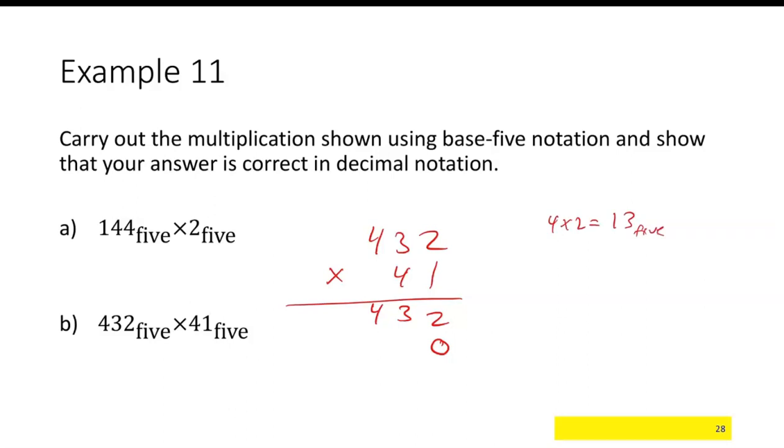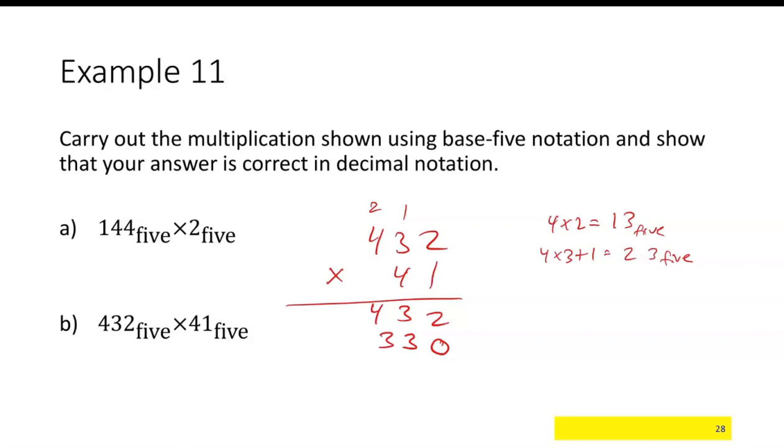4 times 2 is 8, which is 1, 3 in base 5. That's a nickel and 3 pennies. So 3, and then carry up the 1. 4 times 3 is 12, plus 1 is 13. That's going to be 2 nickels and 3 pennies. So that's going to be a 3 and 2 pennies.